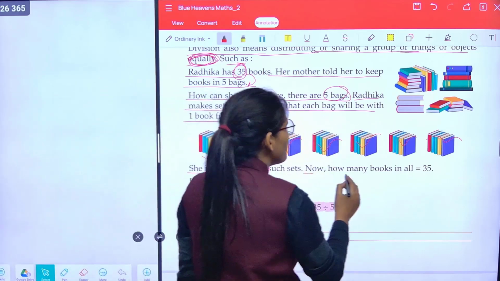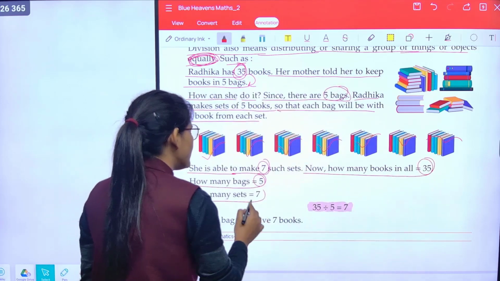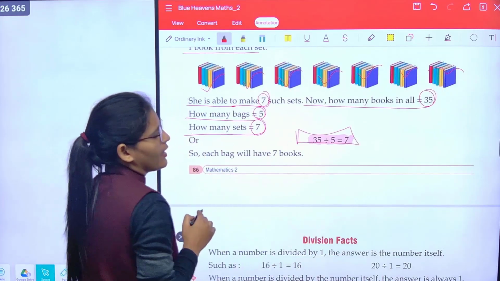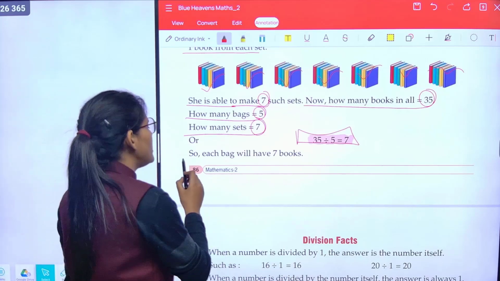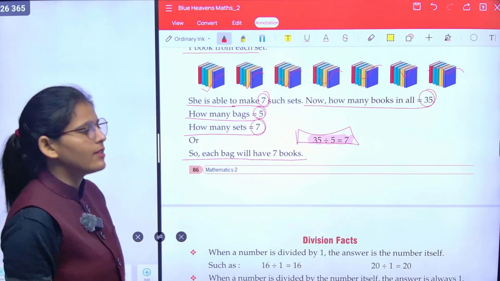Now how many books in all? 35. How many bags? 5. How many sets? 7. Or, 35 divided by 5 is equal to 7. So each bag will have 7 books.